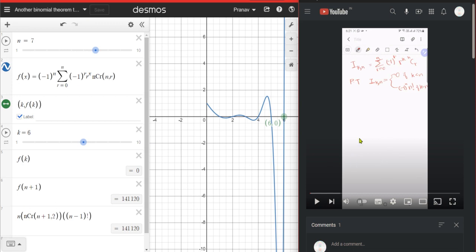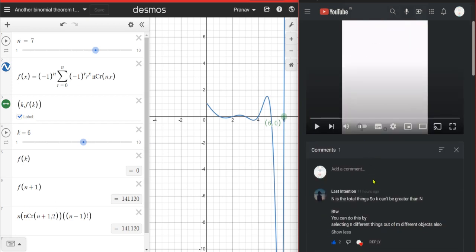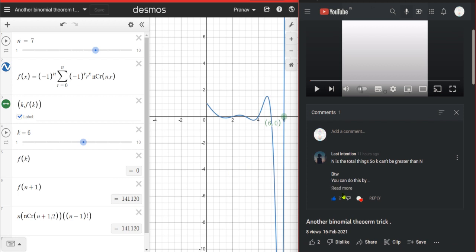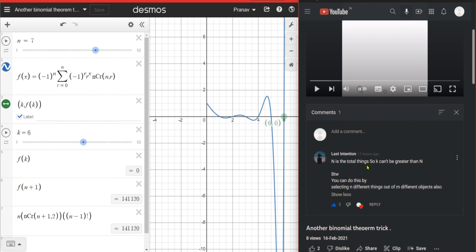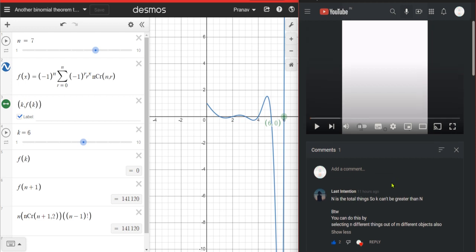Now here's the combinatoric proof. So coming to this comment, n is the total things. So k can't be greater than n. Well, I think he's talking about combinatorics over here, right? That was the first impression. Then, by the way, you can do this by selecting n different things out of m different objects. So I don't know what m is, right? What kind of m is he talking about? I don't know.